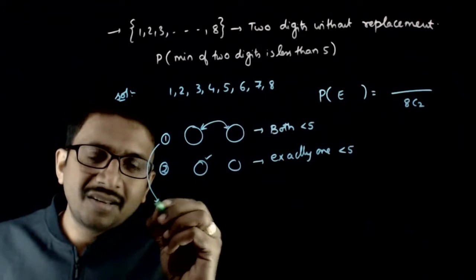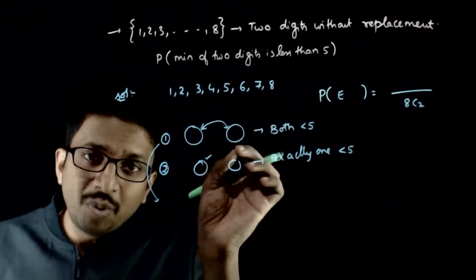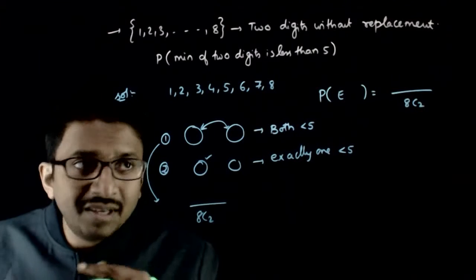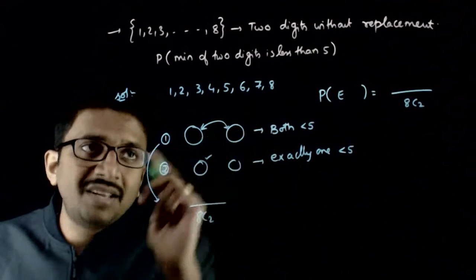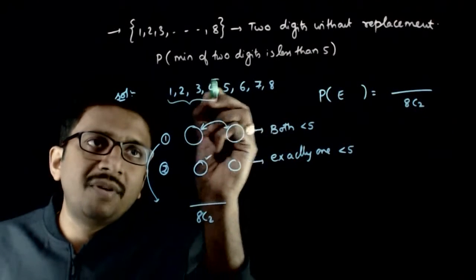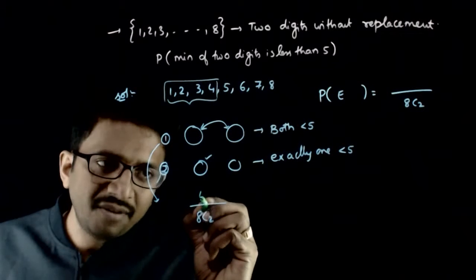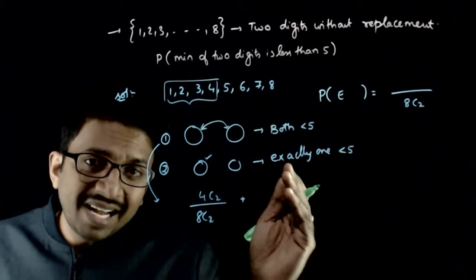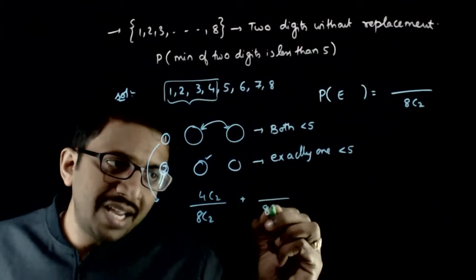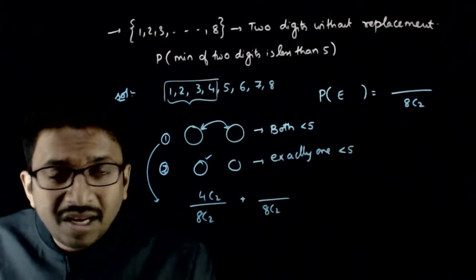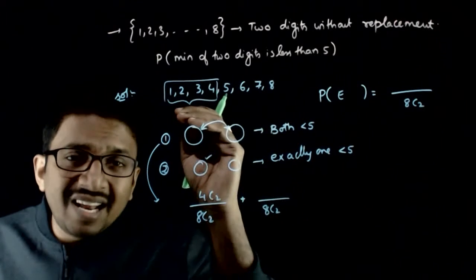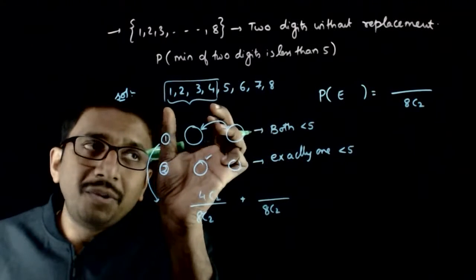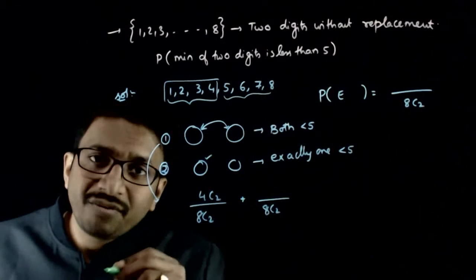So what is the probability that both are less than 5? The denominator is 8C2, there is no doubt about it. For the numerator, both of them have to be less than 5. That means both of them should come from 1, 2, 3, 4. That means you have 4C2. Plus, exactly 1 has to be less than 5. The denominator is 8C2 even now. So one has to be less than 5 and the other has to be greater than 5. One has to come from 1, 2, 3, 4, and the other from 5, 6, 7, 8.